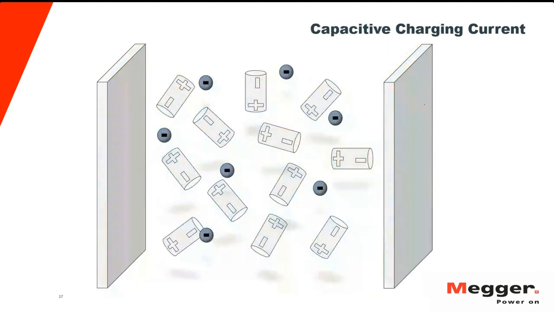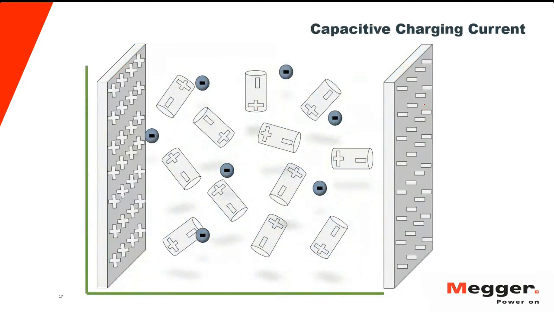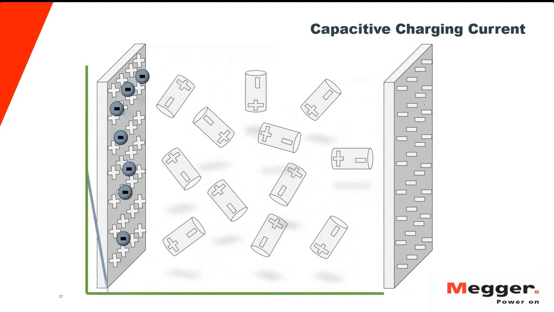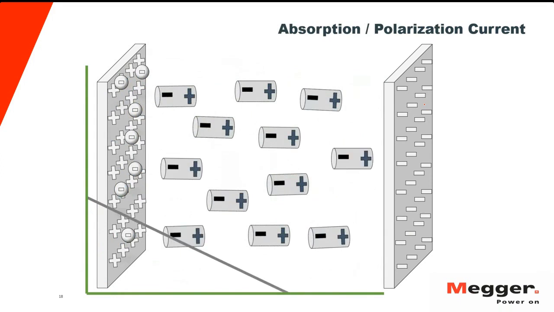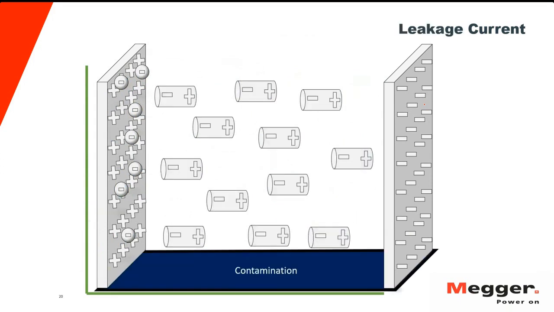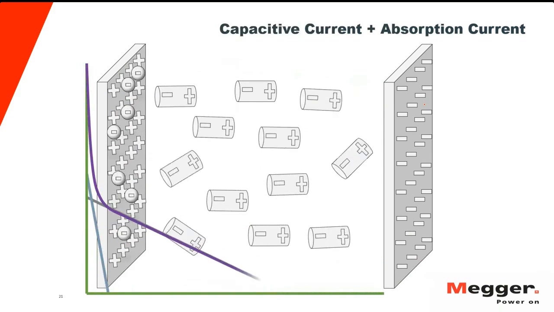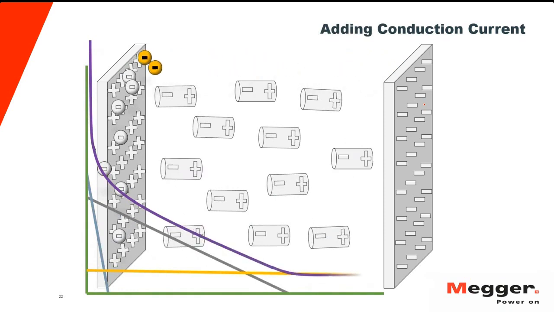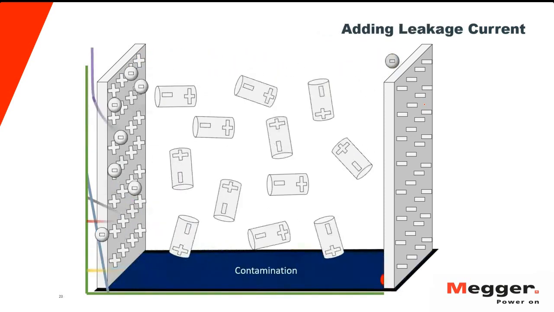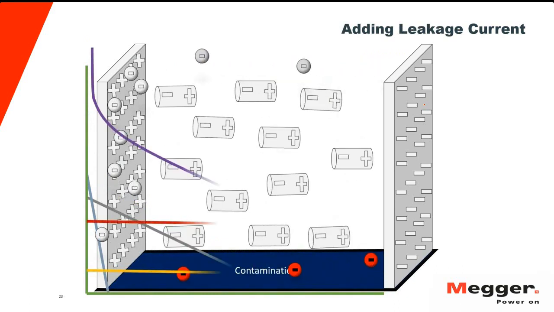So again, when we do the testing, when we do the DC injection, we have the capacitive charging current, which is happening in the first few seconds. We have the polarization current, which takes longer than the capacitive charging current, and we also have the leakage current through the surface of the test object. And this is the graph of the capacitive plus the absorption current, and adding the conduction current, that is the total current that we have.